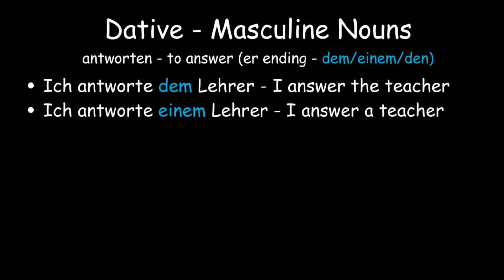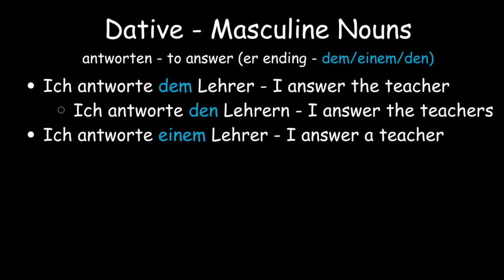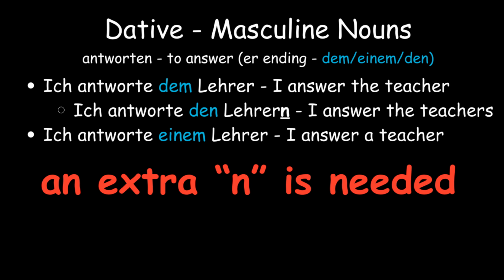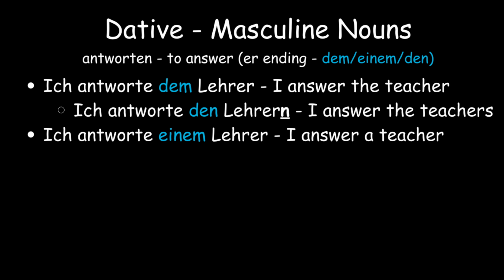Here we have the verb antworten. Ich antworte dem Lehrer. Ich antworte einem Lehrer. To pluralize it, change the article and noun. Ich antworte den Lehrern. In this case, an extra N is needed because the plural noun doesn't end in N. It's dative because of the articles, the verb, and the noun ending.